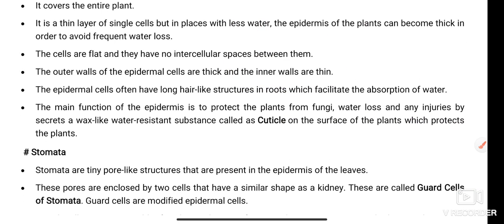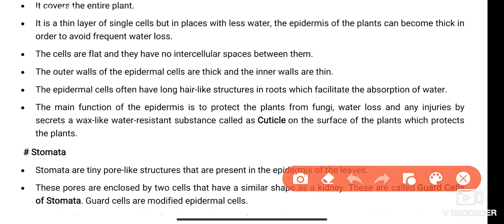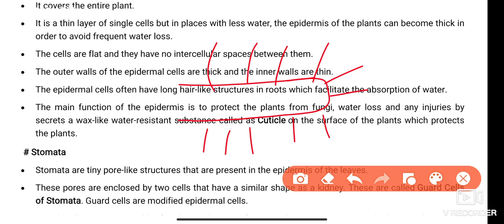The epidermal cells often have long hair-like structures in roots which facilitate the absorption of water. We discuss the root system. In the roots, the small hair-like unicellular projections present over the root tips are known as root hairs, and these hair-like structures facilitate the absorption of water. They help to absorb the water by the process of osmosis.